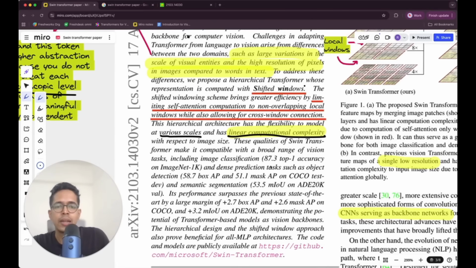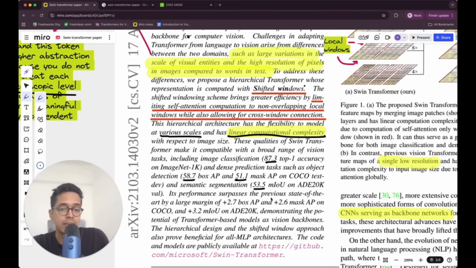classification, and they got 87.3% top 1 accuracy on ImageNet 1K, and dense prediction tasks such as object detection, so 58.7% average precision, 51.1% on COCO test and dev dataset, and semantic segmentation accuracy, 53.5 mean IoU score on ADE20K validation set. Basically, they are performing really well. The Swin Transformer performs really well on classification, detection, and segmentation.